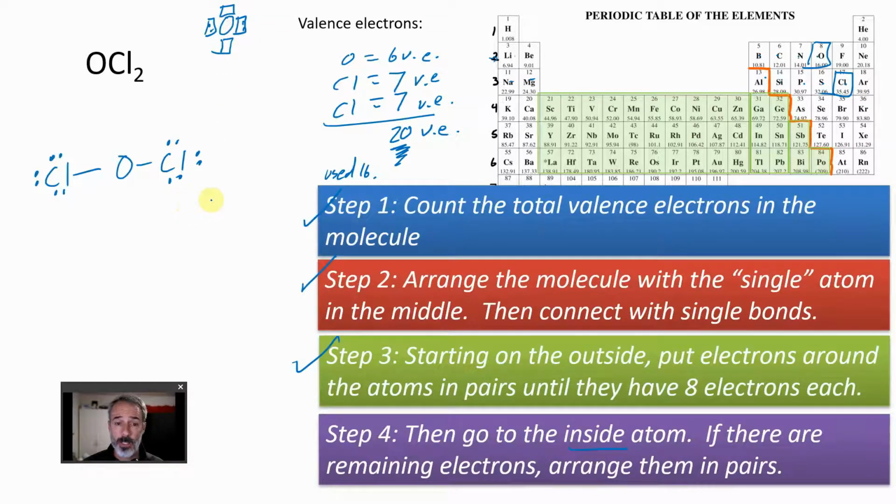So therefore, let's fill it in. We've only used 16. We have 20. That means we have 4 left. I'm going to put 2 there and 2 there, and the oxygen has a satisfied octet. Boom, we're done. Let me ask you some questions about it.